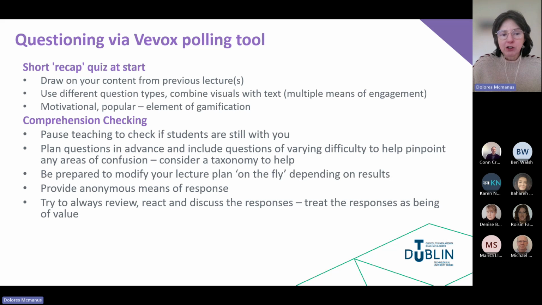And it's particularly good because Vevox polls are anonymous. So where a student might not be willing to stand up in front of the class and say, I really have no idea what's going on, they may well be willing to indicate their confusion in response to a quiz question. You'll know if they get the question wrong, they're just not getting it, but they won't be so worried about letting you know via Vevox that they're not getting it, because that is anonymous.